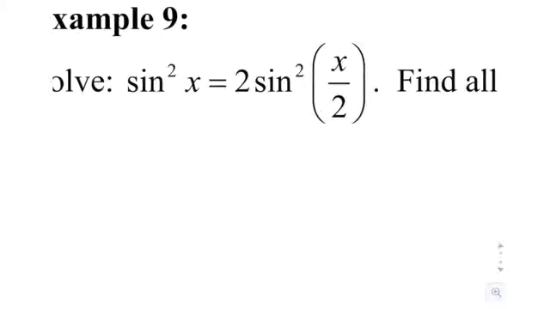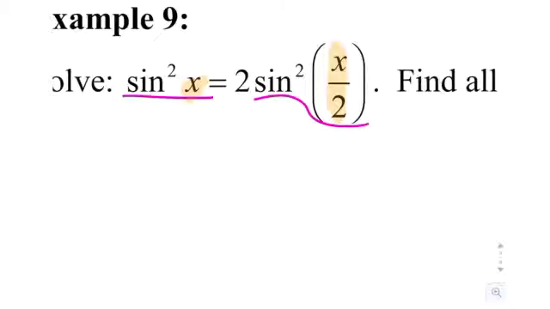So notice we have a sine squared of x and a 2 sine squared of a half angle x. So you have 2 options for your first step. You can either A, try to get the angles the same, or B, because we have 2 variable terms, we can get everything on one side and set it equal to 0. The sequence doesn't matter. You're going to have to do both.